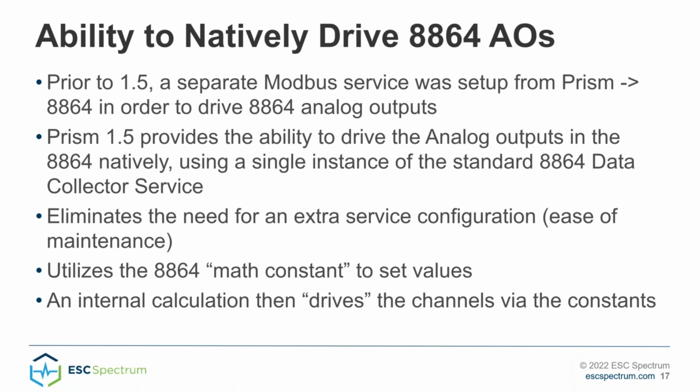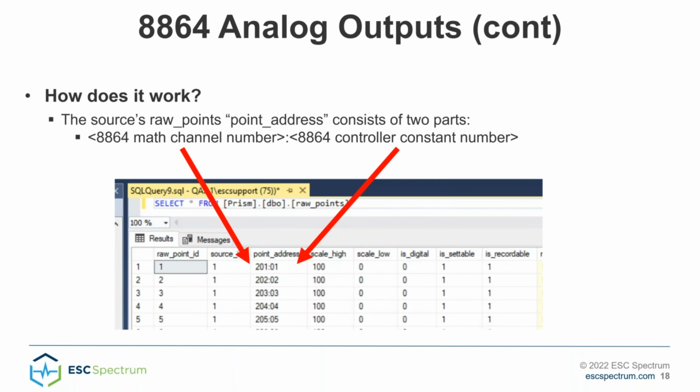So in Prism 1.5, we've made the ability to do that all in a single service, and analog outputs are just another point type that we're able to set and read in the Prism data collector service. How this works is we utilize the 8864's internal math constants to actually set the values, and then there is an internal calculation that is looking at those math constants and setting the actual analog output to whatever is in that math constant. And then when Prism reads out from the 8864, it's actually reading the actual analog output channel as a verification to make sure that the math constant calculations are all set up correctly.